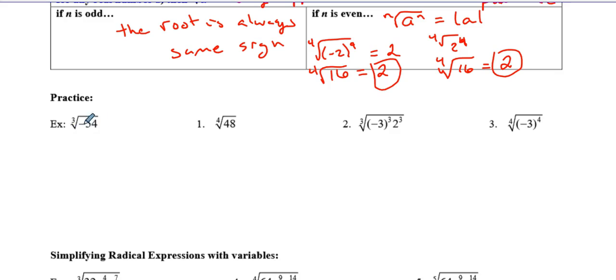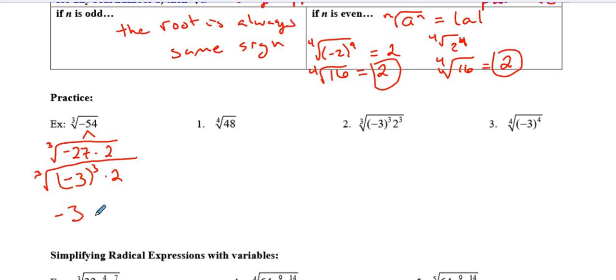So the third root of -54, well, let's break that down. I know -54 is -27 times 2. And you may be asking, why did I pick -27? Well, because that is -3 to the third power times 2. So I have the third root of -3 to the third power, so that's just -3. And I'm left over with the third root of 2. All right?